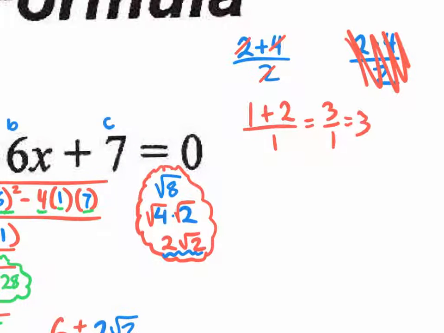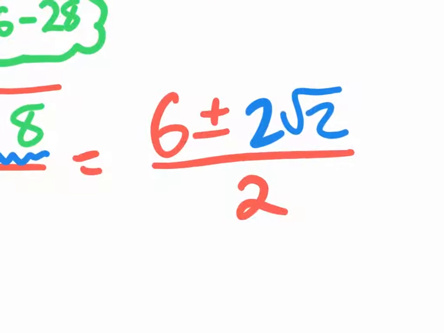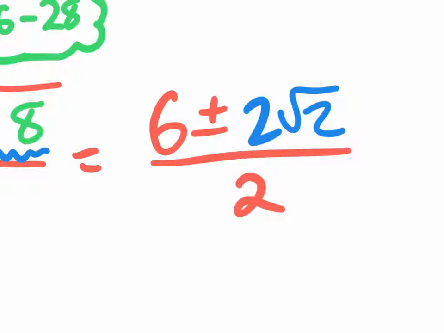So why am I teaching that? Because if you go back to this answer, we have a 6, a 2, and a 2. You cannot cancel the 2's. Why not? Because there's a plus or minus. But you could reduce all 3 of them by 2. Does that make sense? So I could say I'm going to reduce the 6 by 2 and get a 3, reduce the 2 by 2 and get a 1, reduce the 2 by 2 and get a 1. So there's my new simplified answer.